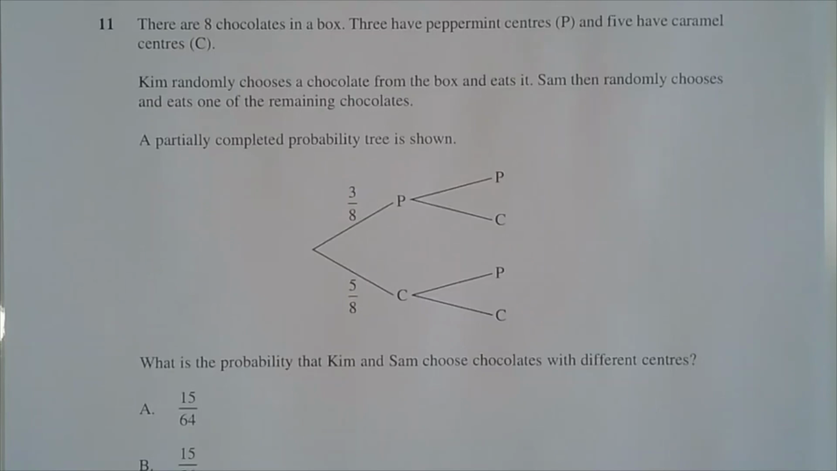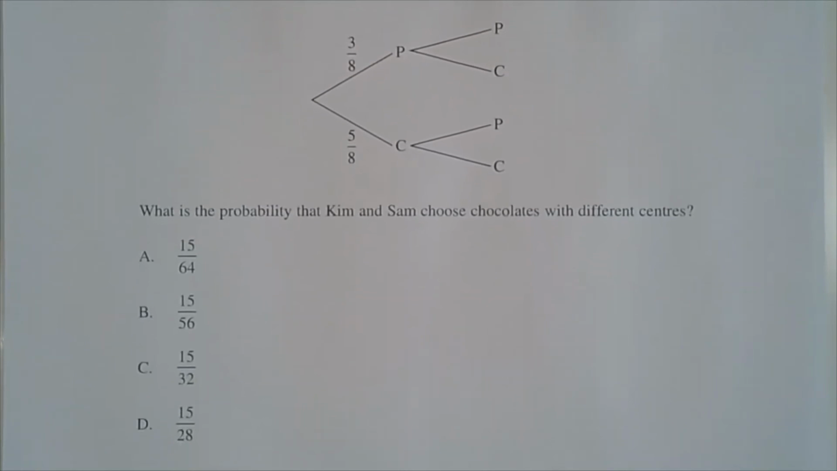Question 11. There are 8 chocolates in a box. 3 have peppermint centers, P, and 5 have caramel centers, C. Kim randomly chooses a chocolate from the box and eats it. Sam then randomly chooses and eats one of the remaining chocolates. A partially completed probability tree is shown. What is the probability that Kim and Sam choose chocolates with different centers?